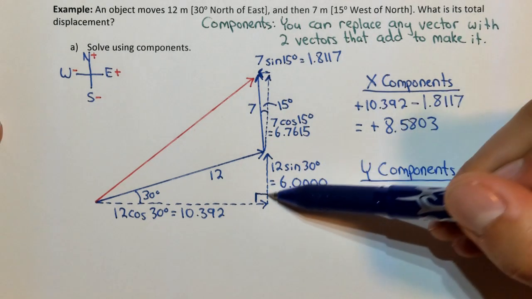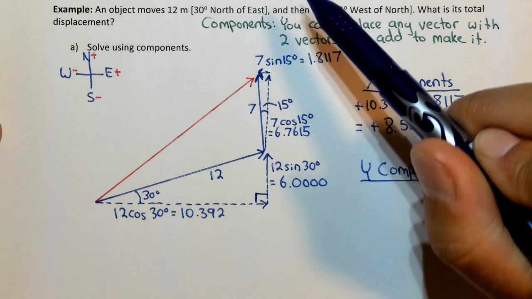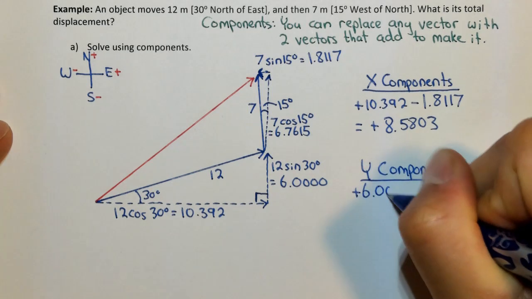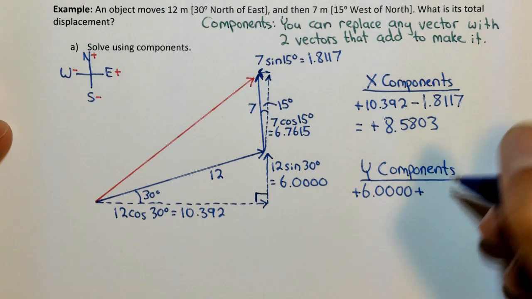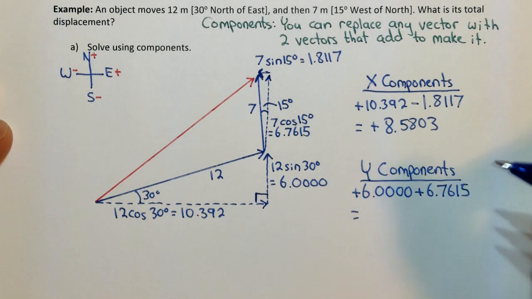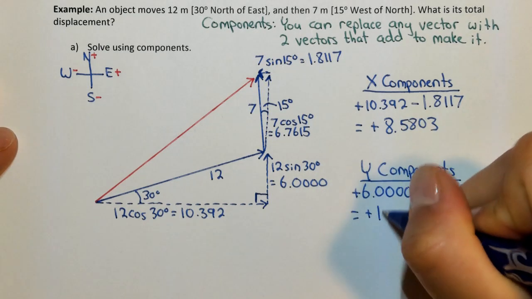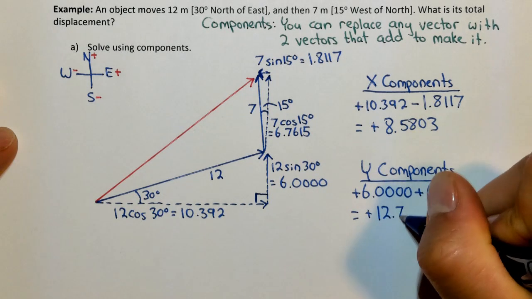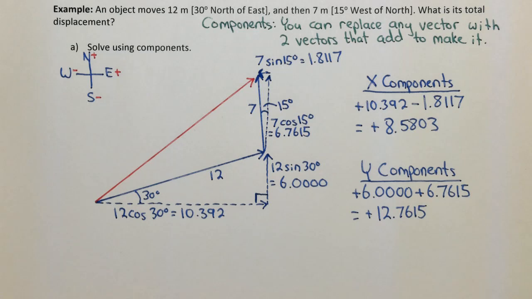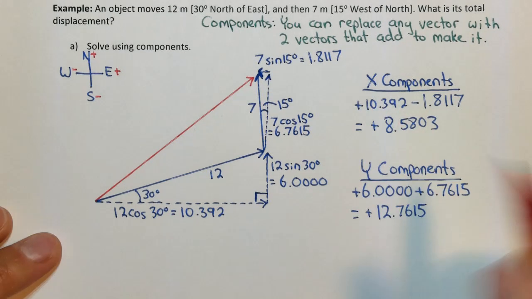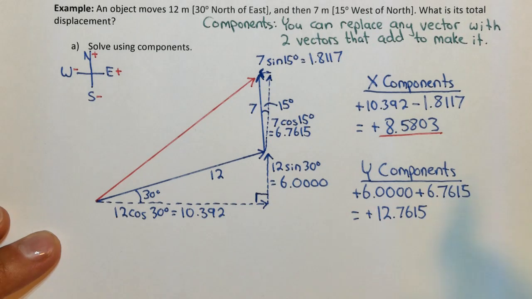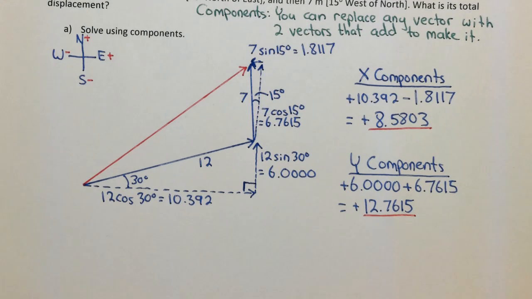I've got two y components here and here. They're both going north, so they're both going to be positive. So I can just add those together. I've got positive 6.0000 and positive 6.7615. That gives me positive 12.7615. So what I found here is by adding the x components, I found the resultant of the x components. And by adding the y components, I found the resultant of the y components.